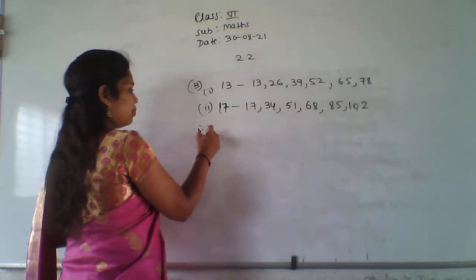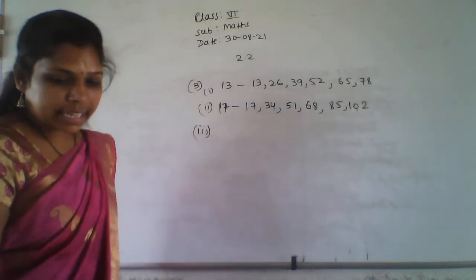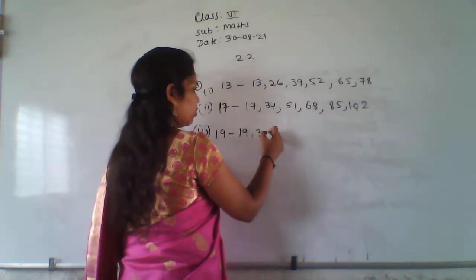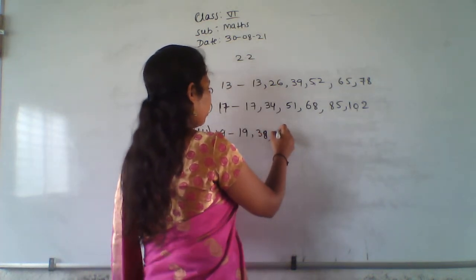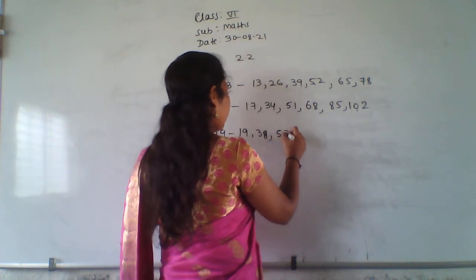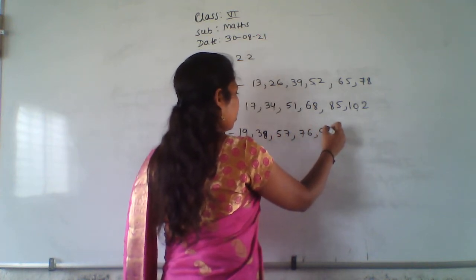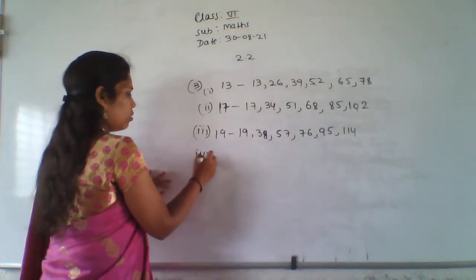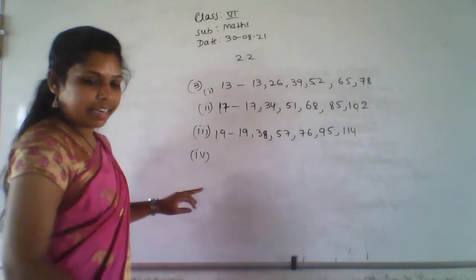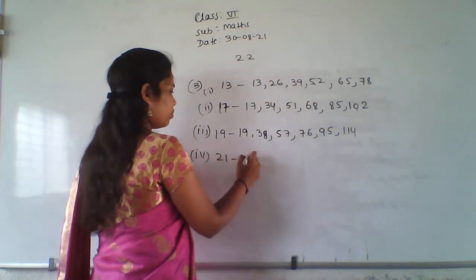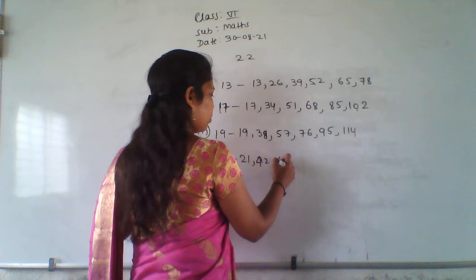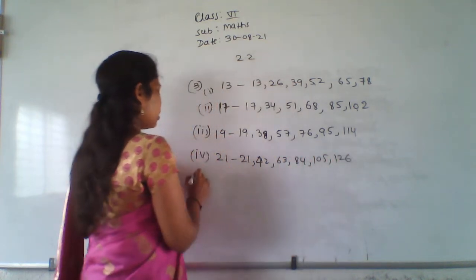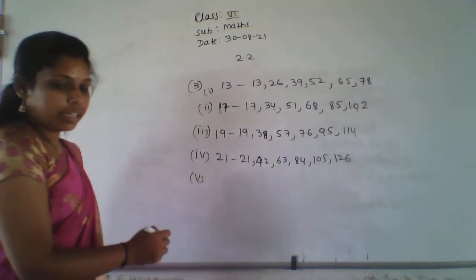Next, third one. Just write the table only, 19 next. Next one, 21. Next, the fifth one is 25.